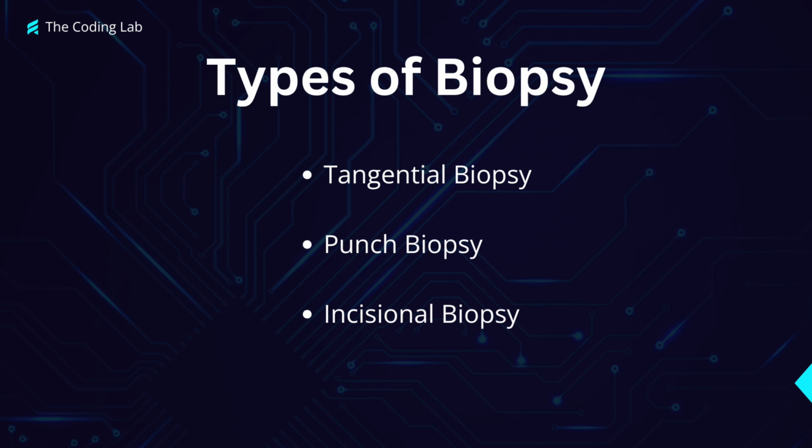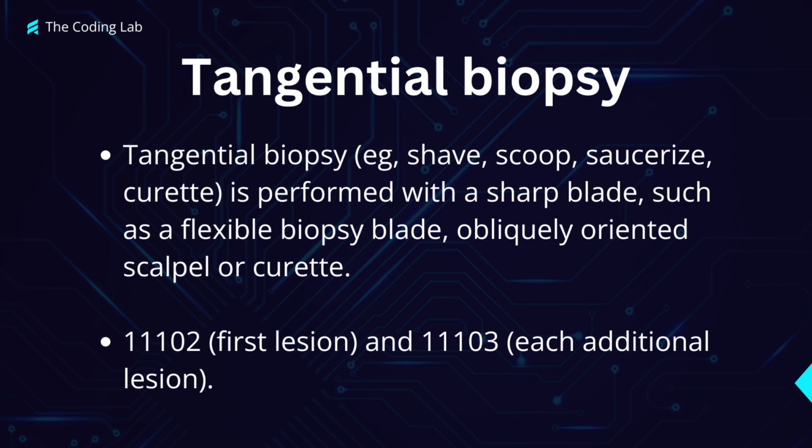Types of biopsy include tangential biopsy, punch biopsy, and incisional biopsy. Tangential biopsy. Tangential biopsy is performed with a sharp blade, such as a flexible biopsy blade, obliquely oriented scalpel or curette, CPT 11102 for first lesion, and CPT 11103 for each additional lesion.